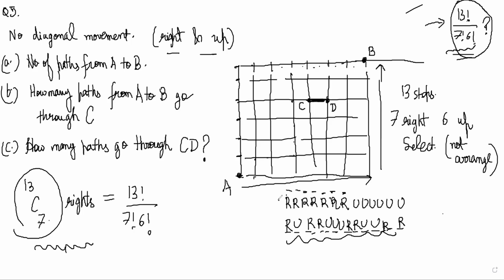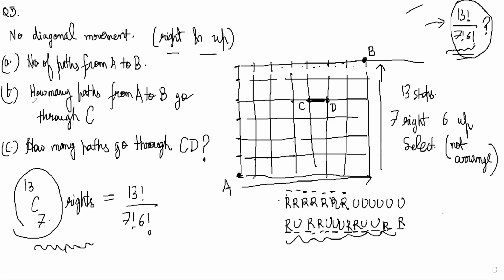Yeah, what you mean by arrangement is actually where to select the right. Correct. That is actually a selection out of 13. Out of 13 spots, pick the spots where you want to put the right. So you have to select 7 spots basically, or select 6 up spots. 13C6 will also give the answer. That is also correct. It's the same thing.